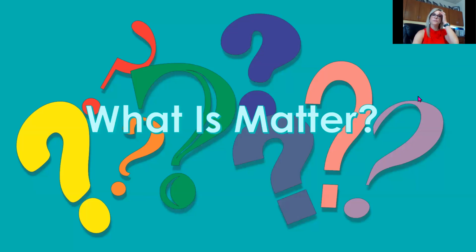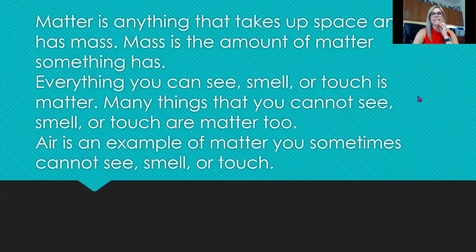So what is matter? Matter is anything that takes up space and has mass. Mass is the amount of matter something has. So I am matter. You are matter. We take up space. How much we weigh, how much mass we have in us, is the mass, okay? Everything you see, smell, or touch is matter. Many things you cannot see, smell, or touch are matter too. Air is an example of matter. You sometimes cannot see, smell, or touch it, but air is around us. Air is matter. Air takes up space and it has mass.